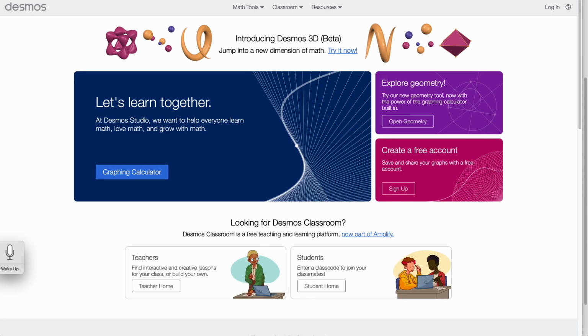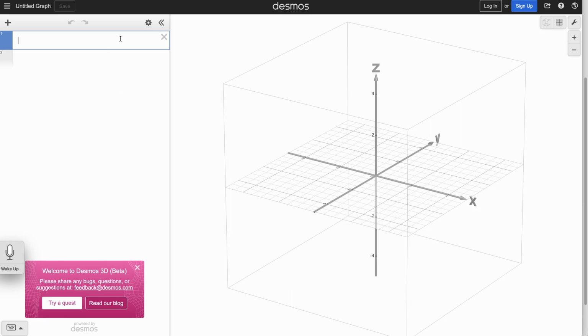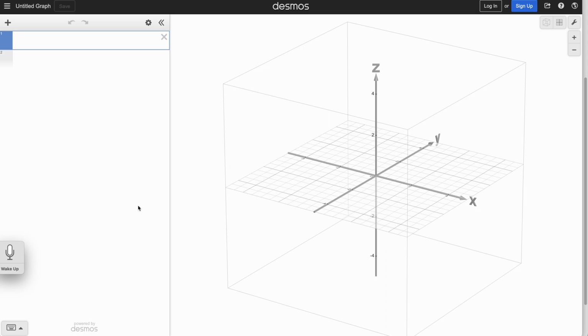Some fun graphing with Desmos in 3 dimensions. So this is a brand new Desmos beta feature, which I was really excited about when I wrote this course. So this is how you enter the 3D beta. I just exited out. I didn't do the quest.